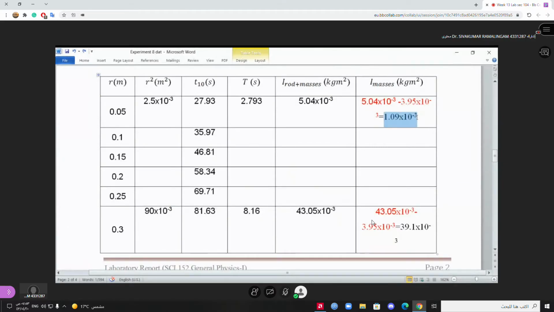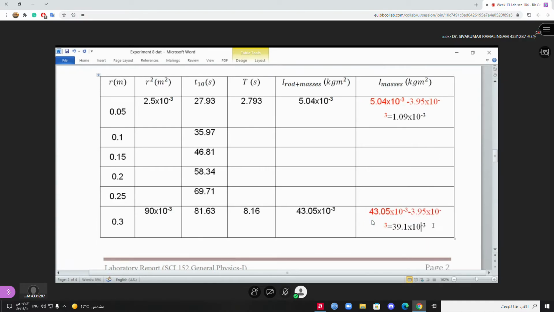Now the difference is 1.09 × 10^-3. Clear? Repeat these steps for all the rows in the schedule. Coming to the final one, it is 43.05 × 10^-3. I rod is 3.95 × 10^-3. And this is your answer for the last one.